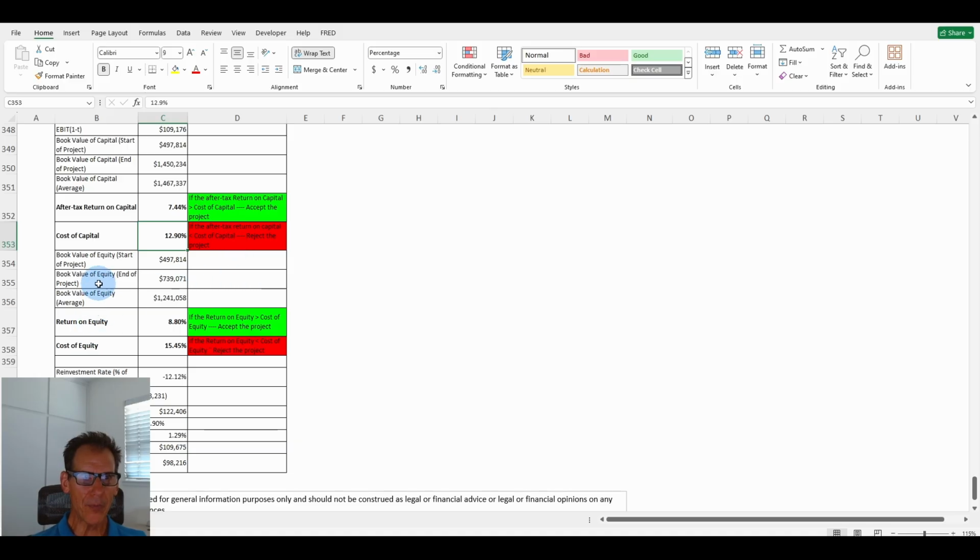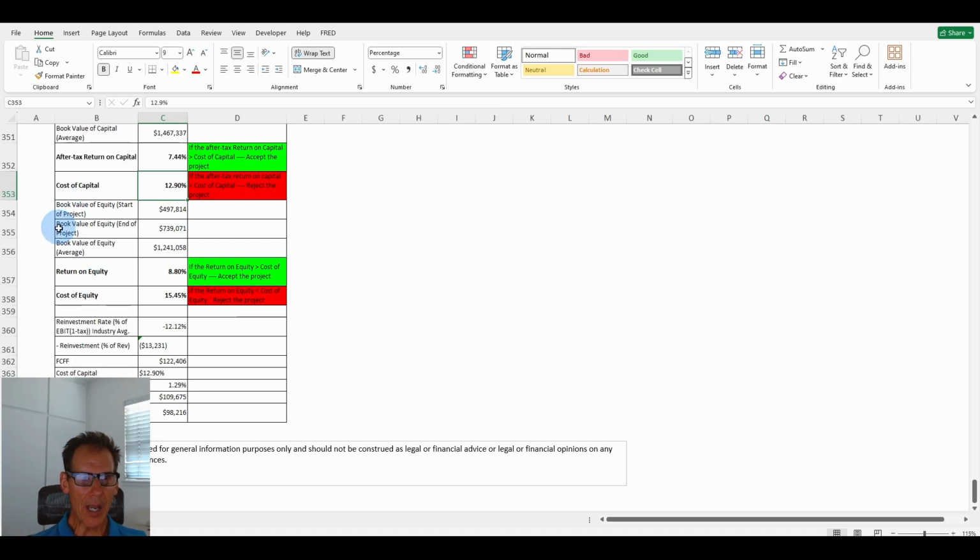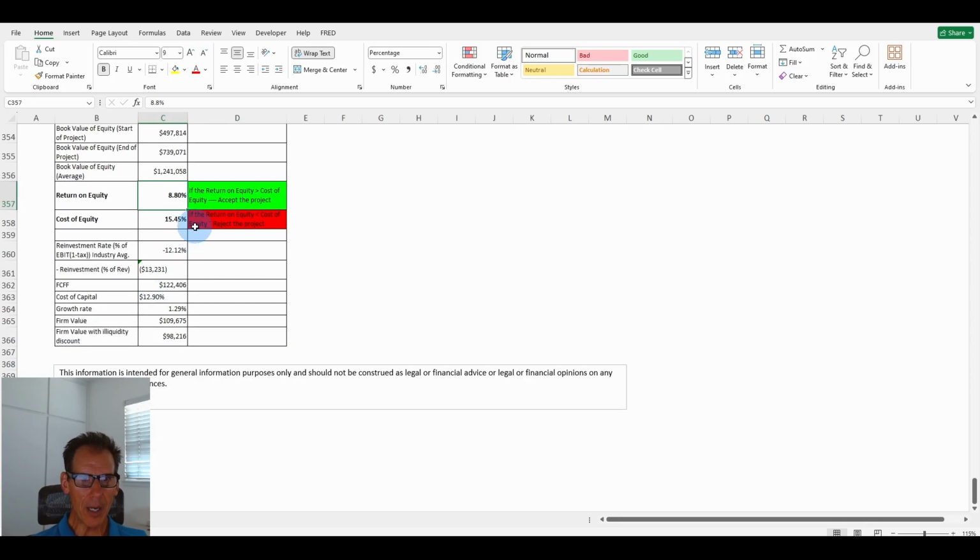This is a rejection. Book value of equity, end and beginning of project, book value equity average, 497,739. Return on equity, and I didn't compute these. I'm just grabbing the information from other examples. If the return on equity is greater than the cost of equity, accept the project. What's the cost of equity? 15.45. What's the return? 8.8. If the return on equity is less than the cost of equity, reject the project. You reject the project. And then the rest of this information is just redundant. I just grabbed this from other examples.